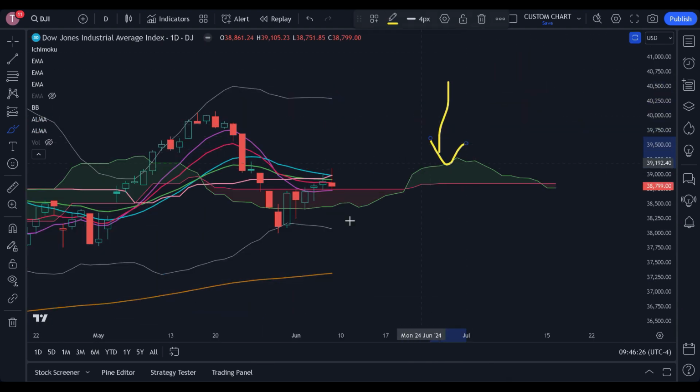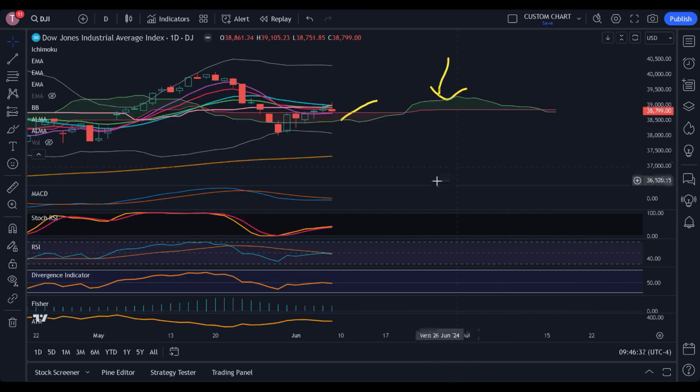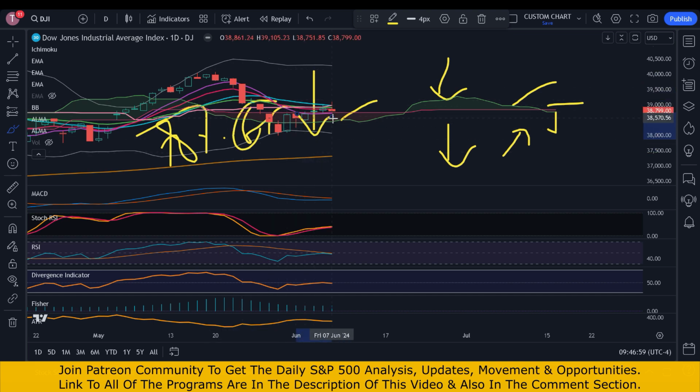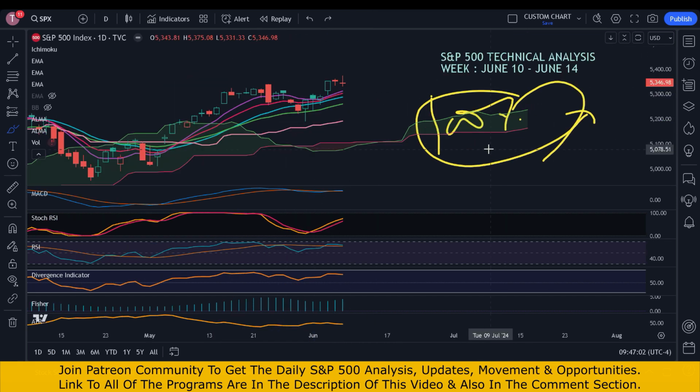The moving averages are clearly bearish, though it managed to sustain above the Ichimoku cloud, and the MACD is still bearish. The stochastic RSI is trying to go bullish and is struggling, and though it is neither overbought nor saturated, it is more on the bearish side. Through all of these technical indicators, it is more on the bearish side, so we will say the Dow Jones is 65% or 70% bearish, not bullish, bearish. Whereas the S&P 500 is 100% bullish.